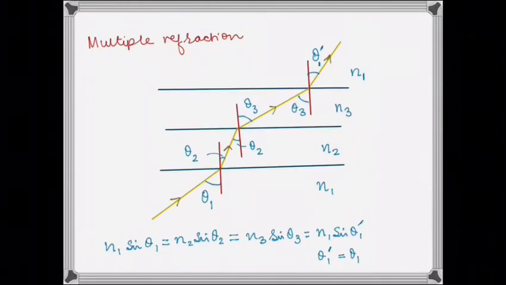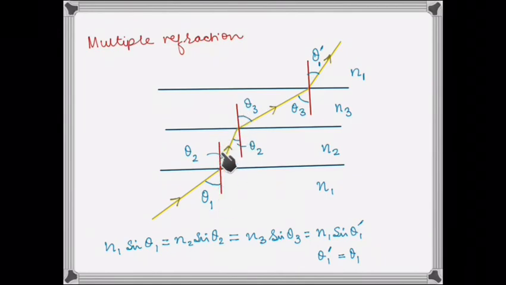This is multiple refraction, when light refracts more than once while moving through different interfaces. Suppose there are n1, n2, n3 and again n1, these are the media, and these are the interfaces, and the interfaces are parallel to one another, and the light ray is moving like this. If you go on applying Snell's law at every refraction point, at this point it will be n1 sine theta 1 equal to n2 sine theta 2, and then this theta 2 will be equal to this theta 2 because these interfaces are parallel and therefore their normals will also be parallel.